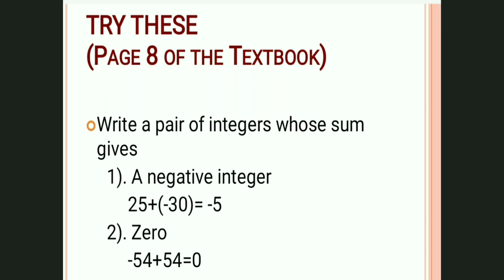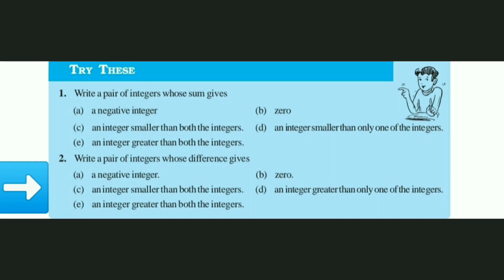Correct. It is minus 5. So all of you understood how to find the two integers? Okay, or a pair of integers. Now the next is given 0. So we have to find a pair of integers whose sum gives 0. But this is very simple for you because you have learned additive inverse. So minus 54 plus 54 gives us 0. Understood, children? Now let us move to the next sum.